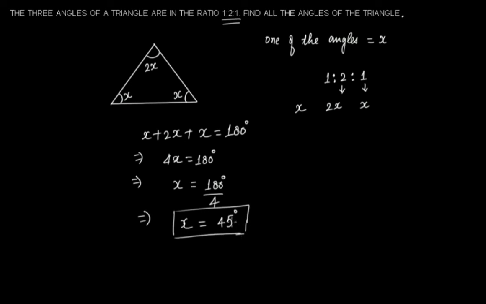So one angle is 45 degree, then the next one is 2x. It means that angle will be 2 times 45 degree, means what? 90 degree. And this is x, it means 45 degree. So these are the three angles of the triangle.